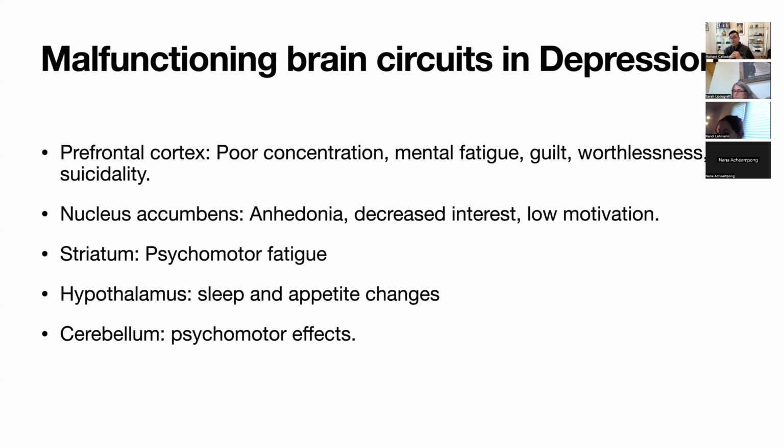Like I mentioned previously, nucleus accumbens has to do with anhedonia, decreased interest, low motivation, or abulia, right? The striatum, remember, it's the movement pathway of the brain, psychomotor fatigue, right? I feel like I'm walking in quicksand, right? I have a hard time getting out of bed, right? It takes me 20 minutes to get out of bed, right? Hypothalamus: I can't fall asleep or I'm sleeping too much. I don't feel like eating or I'm eating too much, right? That's the hypothalamus being affected by depression, right? Cerebellum, psychomotor effects, right? Balance, gait.